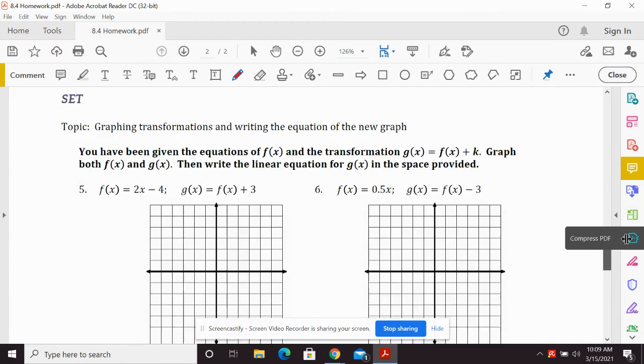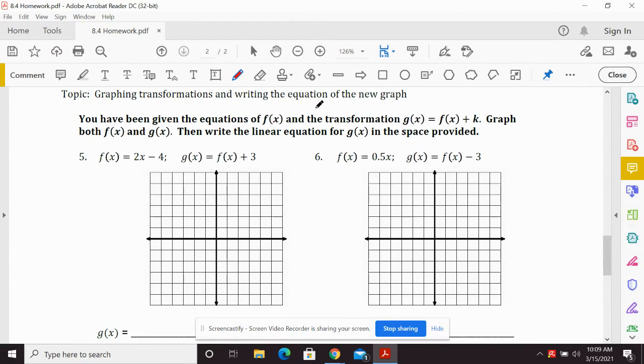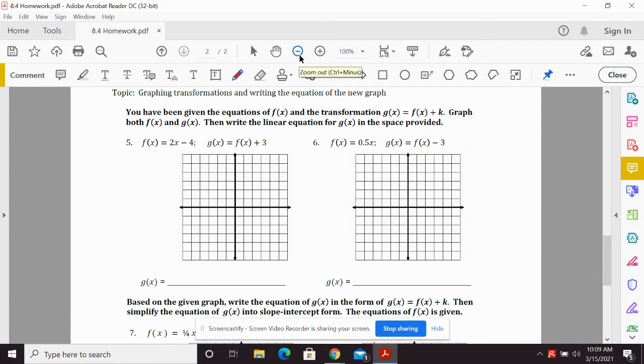Let's see. And then 5 through 8. Hold on. You have been given the equations of f of x and the transformation g of x equals f of x plus k. Graph both f of x and g of x. Then write the linear equation for g of x in the space provided. Okay.